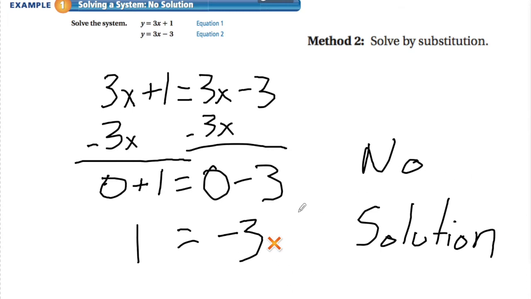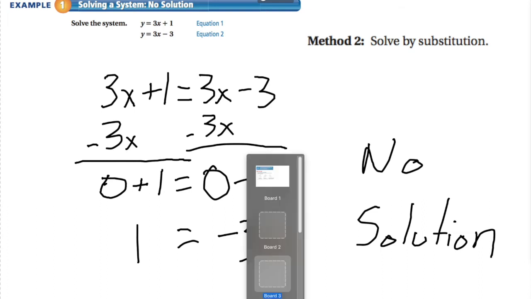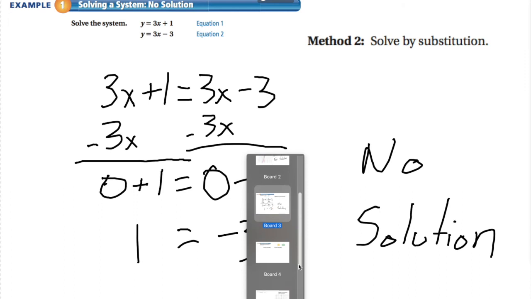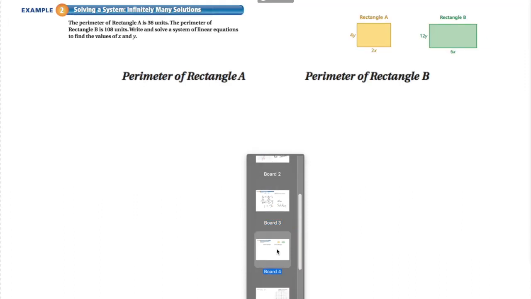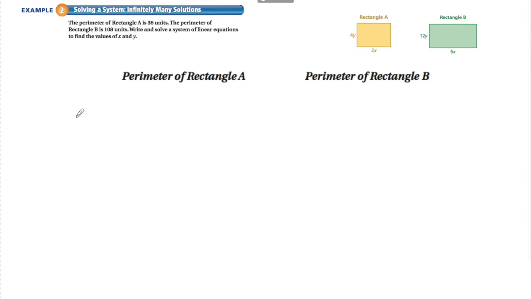Alright, so when you get an untrue expression, we can say that there is no solution. Let's move on. Take your time copying that down. Now we're going to move on to example 2. Example 2 in the notes.